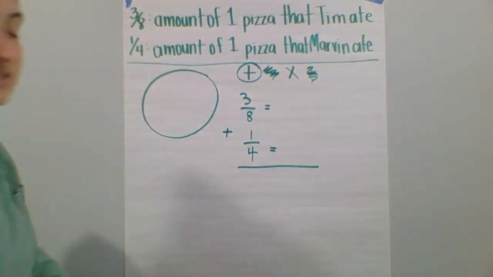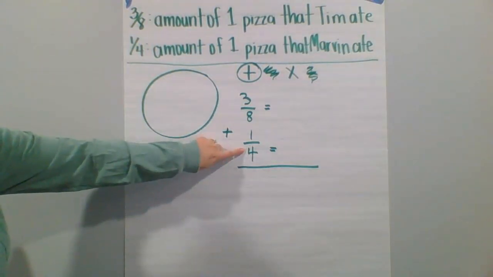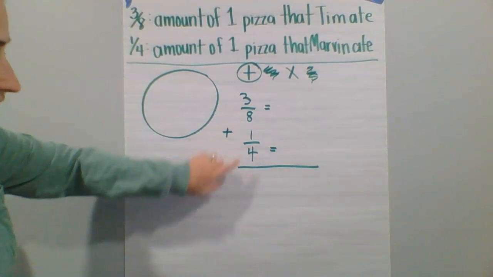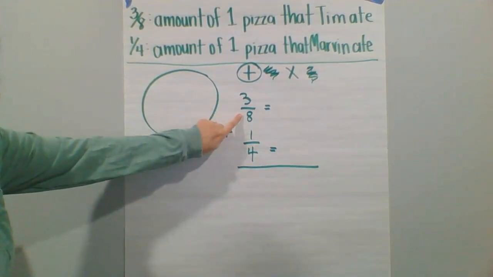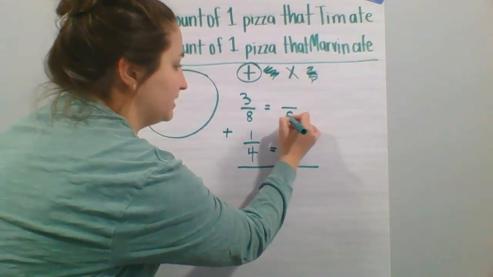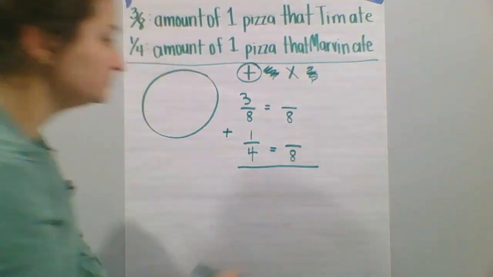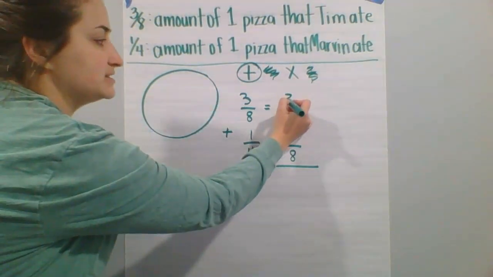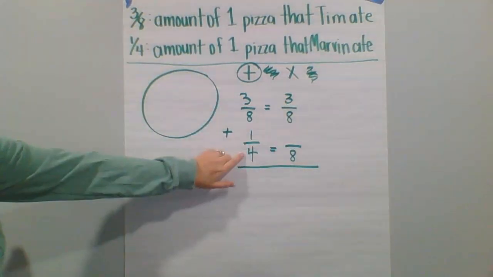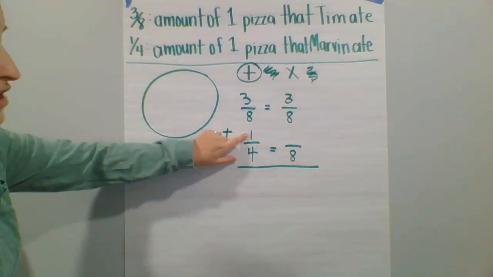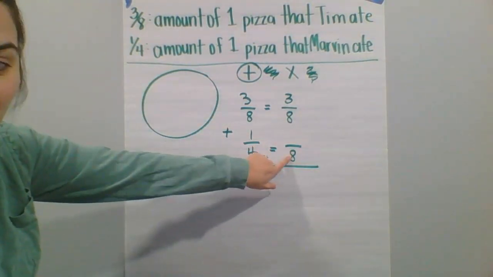So first thing I'm going to ask myself is, can this smaller denominator equally go into my larger denominator? Can 4 equally go into 8? And the answer is yes. So that means that my denominator is going to be 8. And because our denominator is already 8 for 3/8, it's going to stay the same. And 1/4 is going to have a denominator of 8.